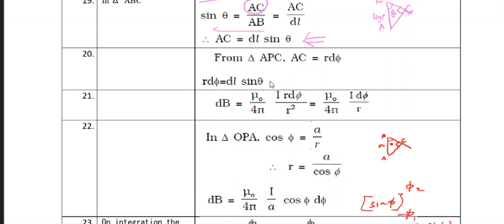Now dB is equal to μ0 divided by 4π into I R dφ divided by R squared. Why? Because we have substituted dL sin θ by this R dφ, and therefore divided by R squared. Now μ0 by 4π into R can be cancelled. Now you have I dφ divided by R. Do you understand? Right. Now let us proceed.